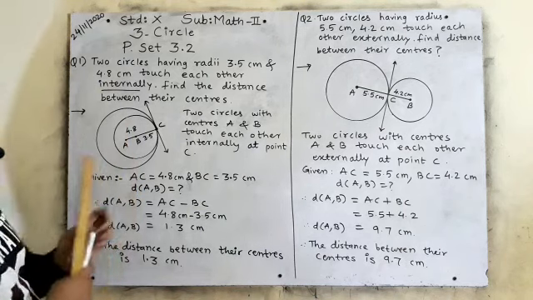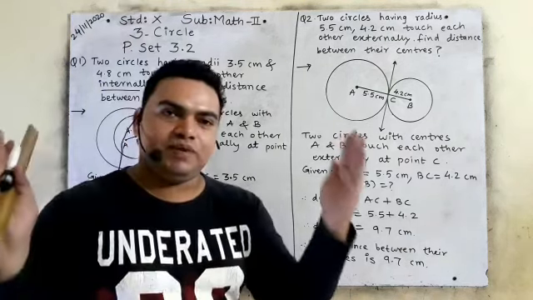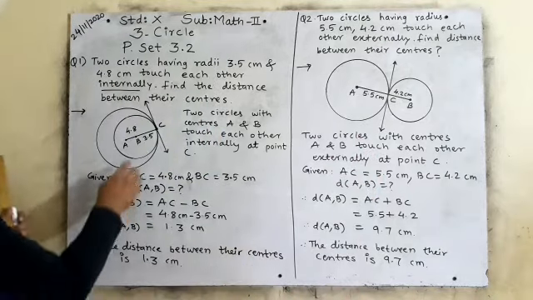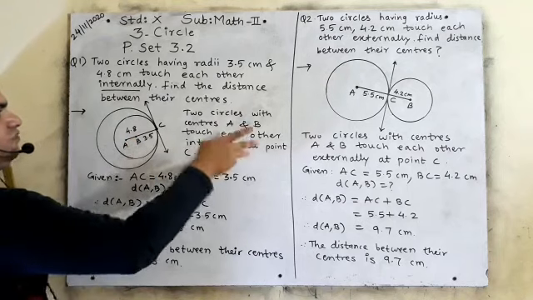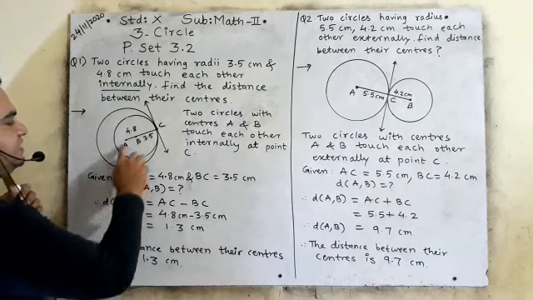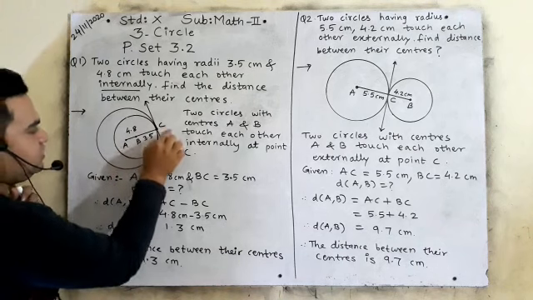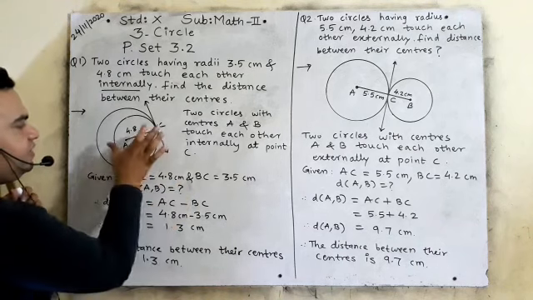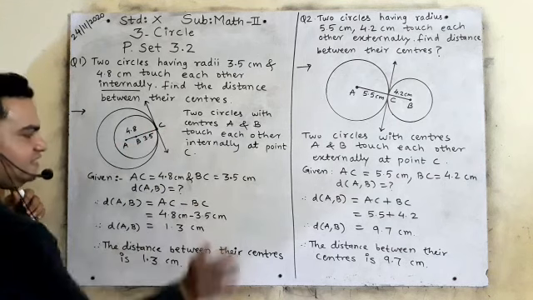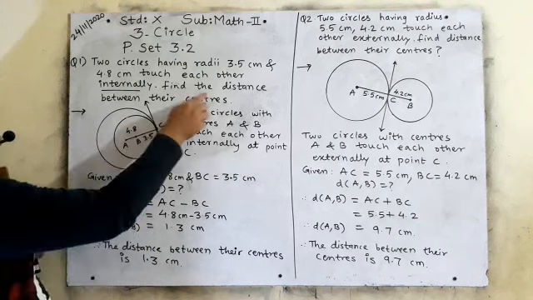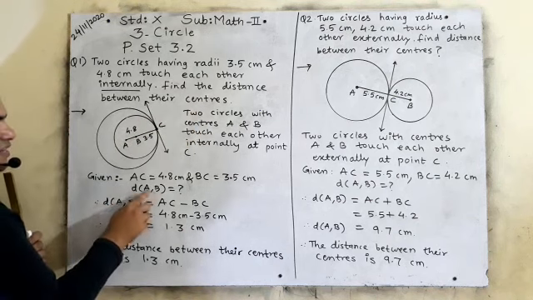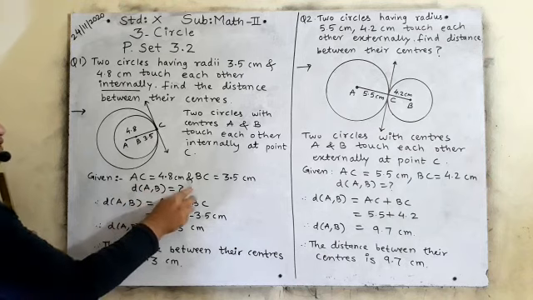Now what is given? In this question, two radii are given, one bigger and one smaller. So it is very easy. I will use only these letters A, B, C in both figures, so it will be very easy. AC is 4.8 centimeter, the bigger radius, and BC is the smaller radius, 3.5 centimeter. We have to find the distance between their centers, so distance between A and B is equal to question mark.